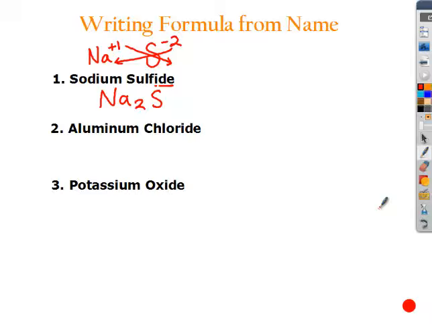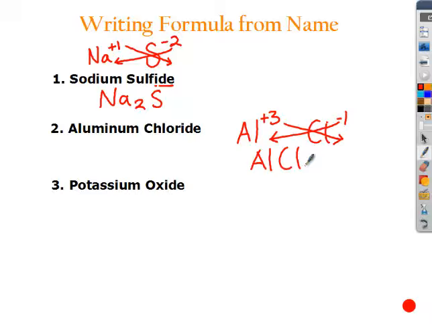Next, I have aluminum and chloride. Aluminum is Al. Al is number 13 on the periodic table. That has a +3 charge. Chlorine is Cl, or chloride, I'm sorry. And that has a -1 charge. Let's cross those charges. Okay, so I'm going to have Al with the 1. Remember, I don't need to put the 1. And Cl with the 3. And there's my formula.